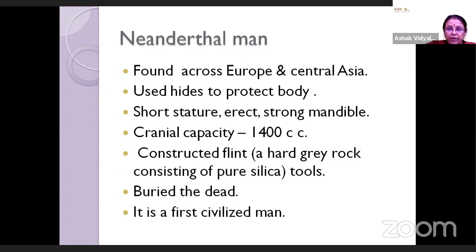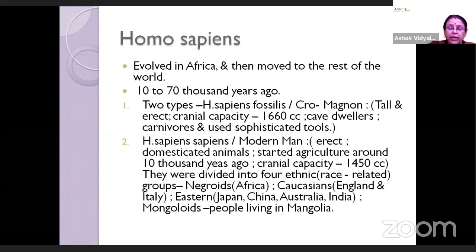They constructed flint. Now, what is this flint, students? It is a hard grey rock which consists of pure silica. Okay, so they constructed flint tools. They buried the dead, and it is the first civilized man. Next, Homo sapiens. They evolved in Africa and then moved to the rest of the world. Now here, understand the things properly. They were found 10 to 70,000 years ago.